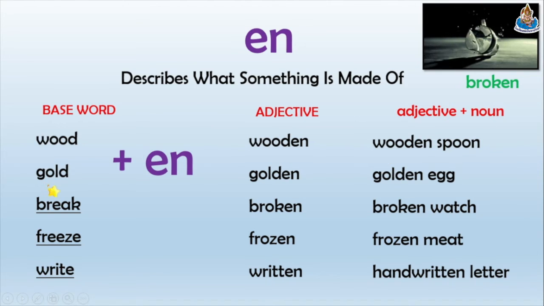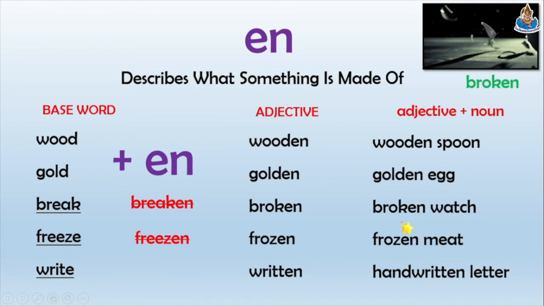For gold, we add the suffix en for it to become golden. We say a golden egg. Break, we add en, but we do not say breaken. Instead, we say it's broken. Now, this word is a verb, so it's possible that we can add the suffix en to nouns or verbs. So the word break, we add en, it becomes broken, not breaken. So we can have a broken watch. So to describe the watch, we say that it's broken.